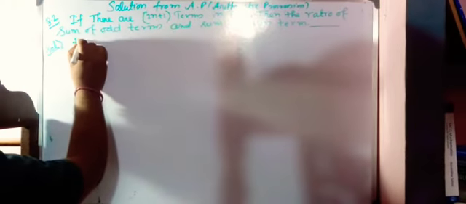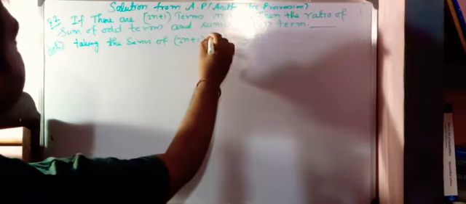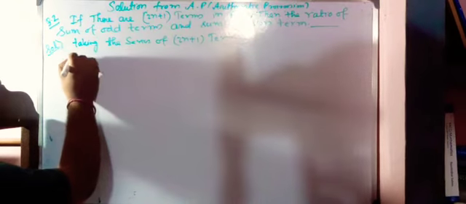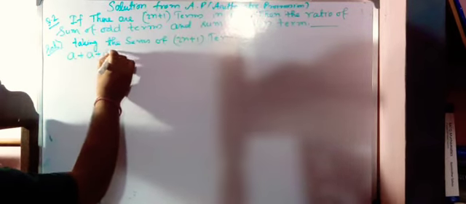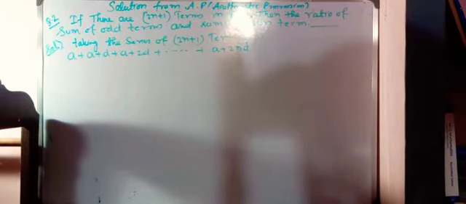Now first, taking the series of 2n plus 1 terms as a, a plus d, a plus 2d, and so on up to a plus 2nd. This is the 2n plus 1 term series. Understood? Now first we are taking the sum of odd terms of the AP.